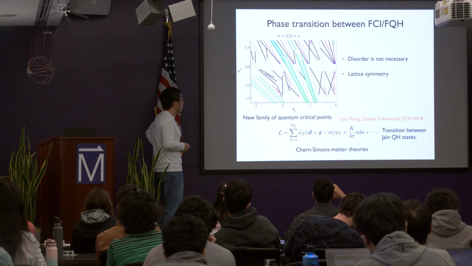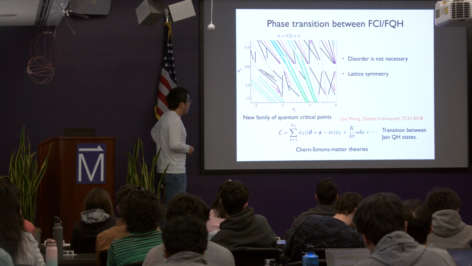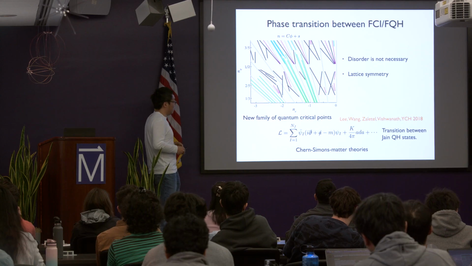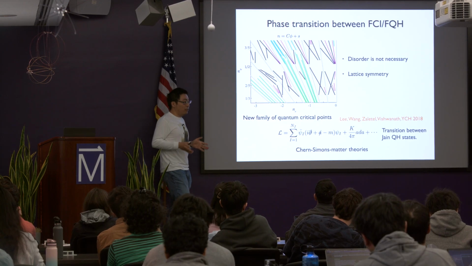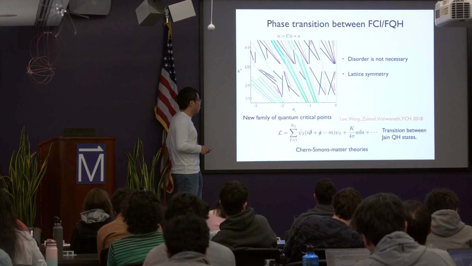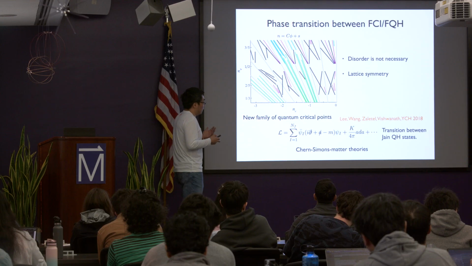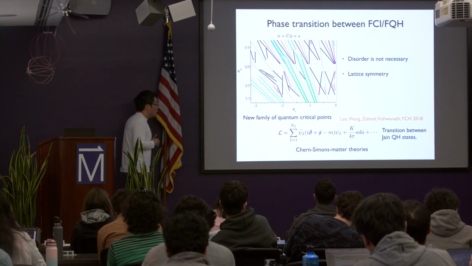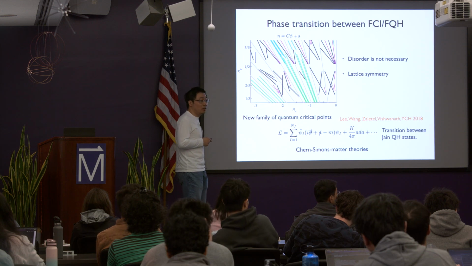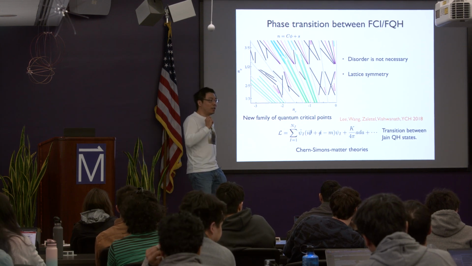And this leads to a new family of quantum critical points, which can be described by the so-called QED3 Chern-Simons theories. So the theory will have several flavors of Dirac fermions coupled with a U(1) gauge field, and the U(1) gauge field could have some Chern-Simons levels. So those theories describe transitions between different Chern states, right? They're just the composite fermion Chern numbers.